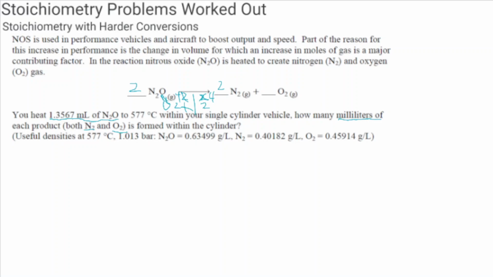So when we split this up, we're going to start and we'll try to find the amount of N2 first. So we're going to have 1.3567 milliliters of N2O.